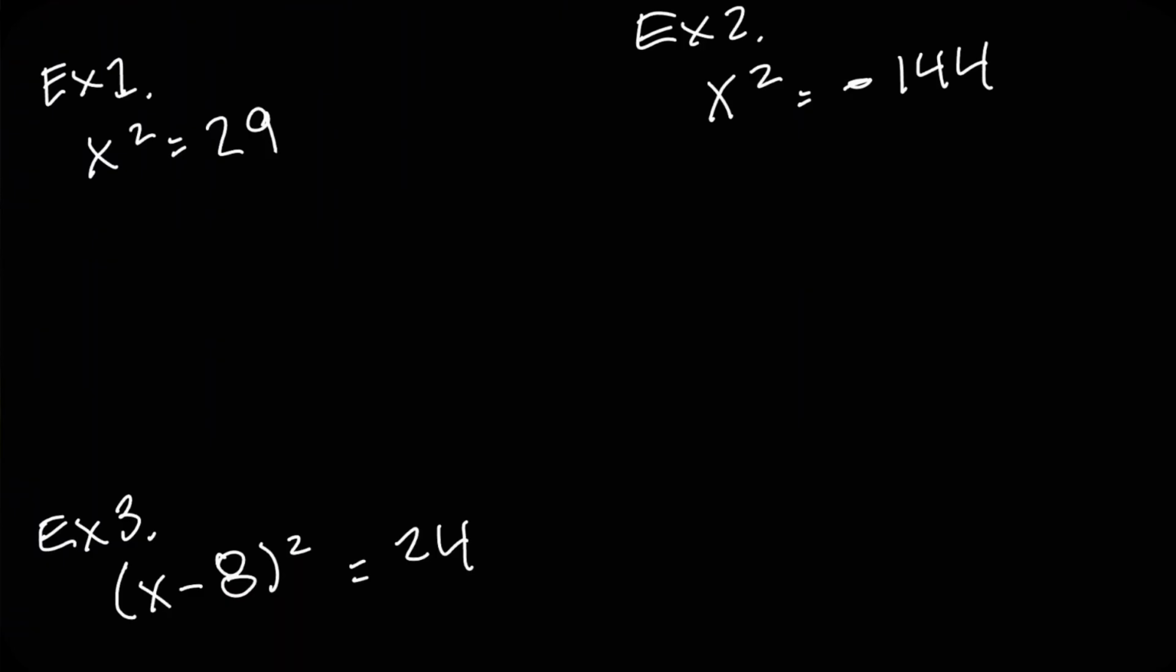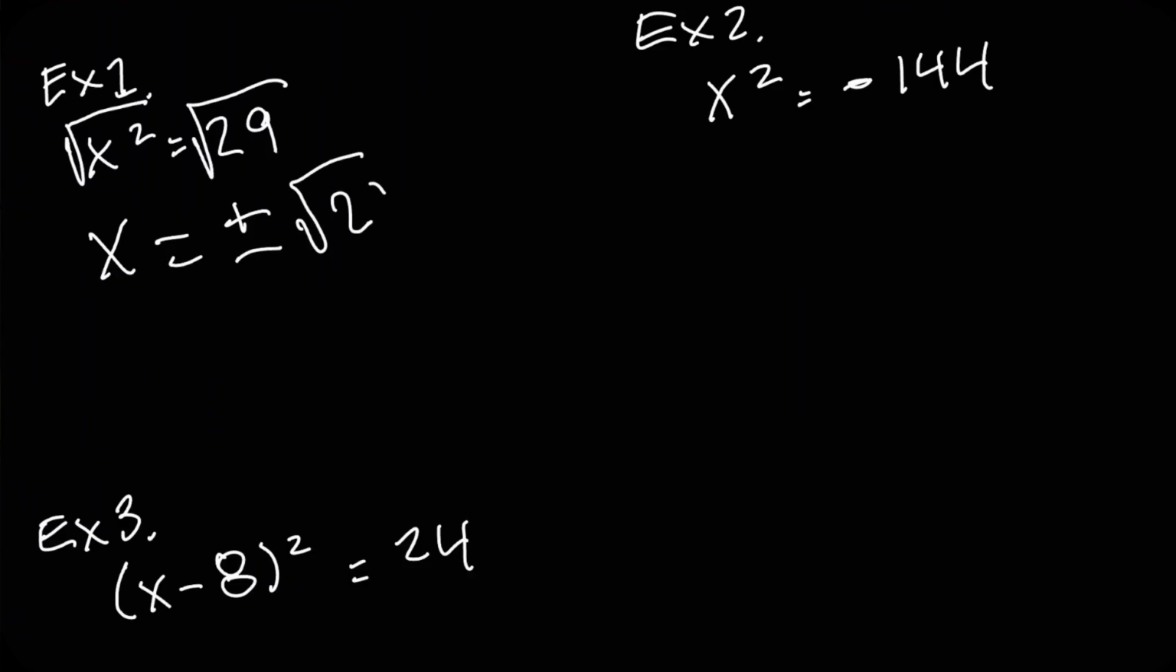Example 1: x squared is equal to 29. Let's go ahead and solve this. Go ahead and take the square root of both sides. So now we're left with x is equal to, and we can't really reduce the square root of 29 anymore. So this will be plus or minus the square root of 29. And we can write our solution like this.